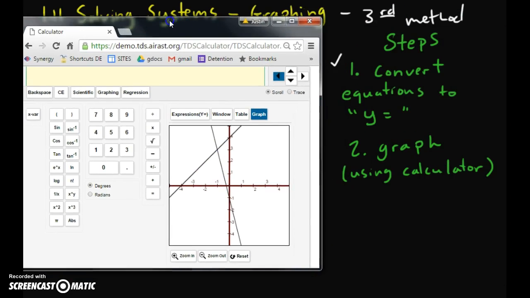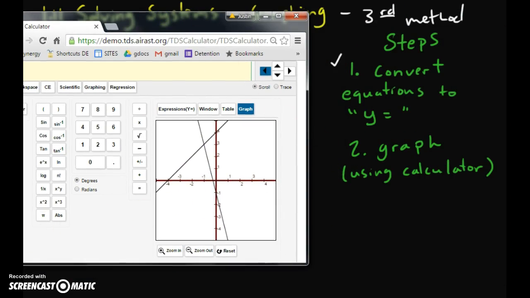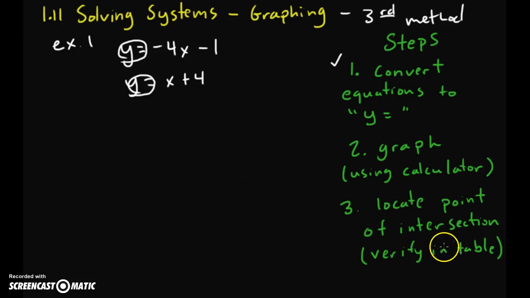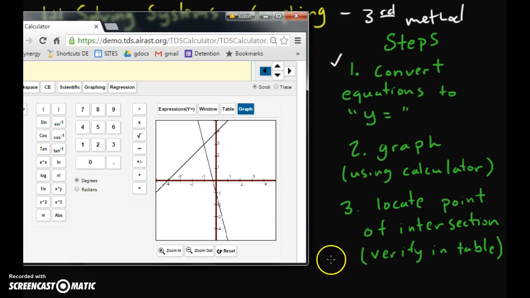Once you graph, the third step is to look for the point of intersection. You can see the two lines are intersecting, and it looks like they're intersecting when x is -1 and y is 3. But you've got to make sure. So we're going to use the trace feature, which by clicking side to side allows you to trace up and down the line. I'm going to trace until I think I'm on the intersection point.